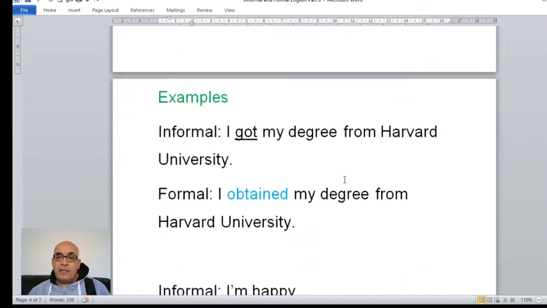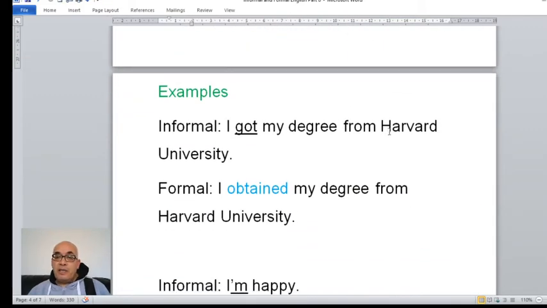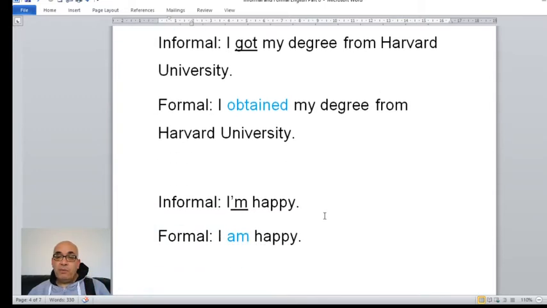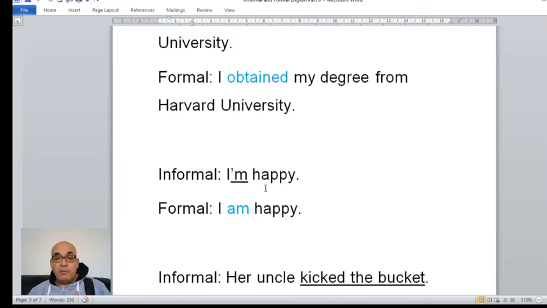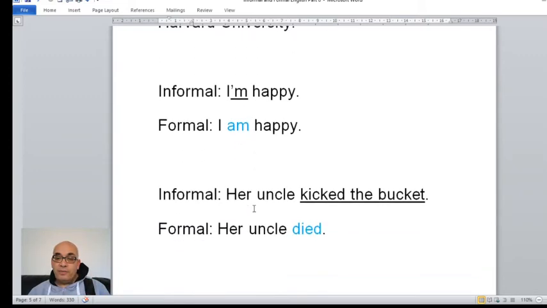Now, let's look at examples. I got my degree from Harvard University. Got is informal. I obtained is formal. So what do I do here? I change one word in the sentence and I make the sentence formal. Got is informal. Obtained is formal. I'm happy is informal. I am happy, this is formal. Again, I change one word.